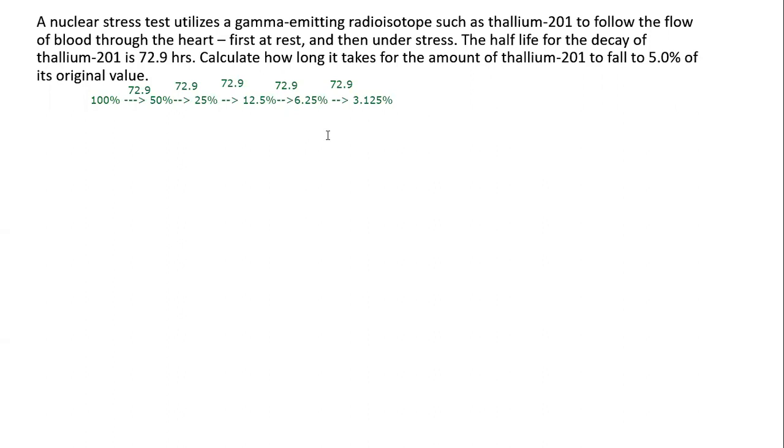So we can estimate how long it's going to take because it's between 4 and 5 half-lives. So we can say it's 4 times 72.9, which is 292, and 5 times is 365 hours. So when we calculate how long it's going to take, it's going to fall somewhere between this time range. So now in order to solve for the time, we need the integrated rate law for a first order reaction.